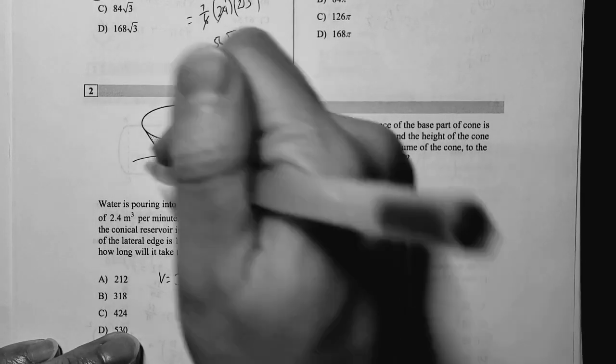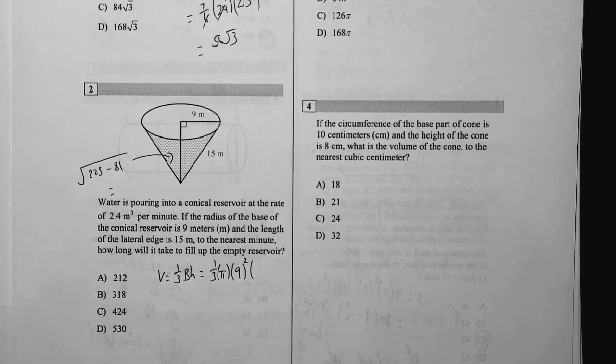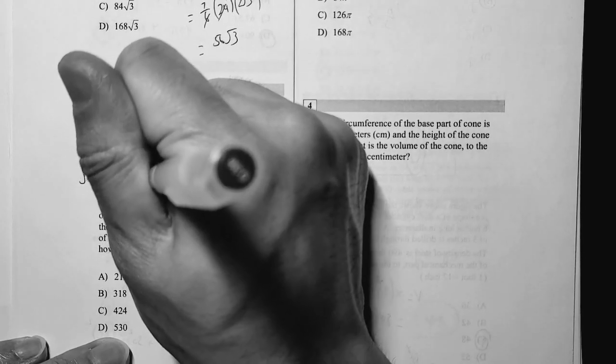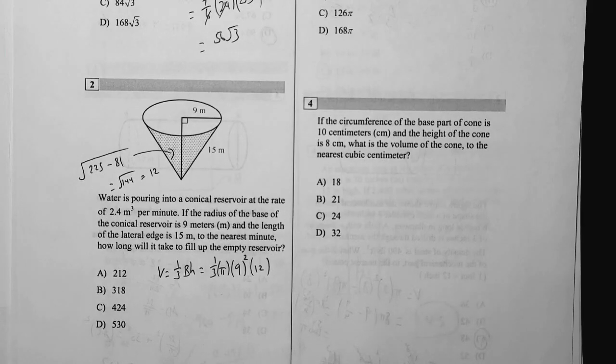That we can use the Pythagorean theorem. It'll be square root of 15 squared, that's 225, minus 9 squared, that's 81, which is square root of 144, which is 12. So the height is 12. You got to be careful here.